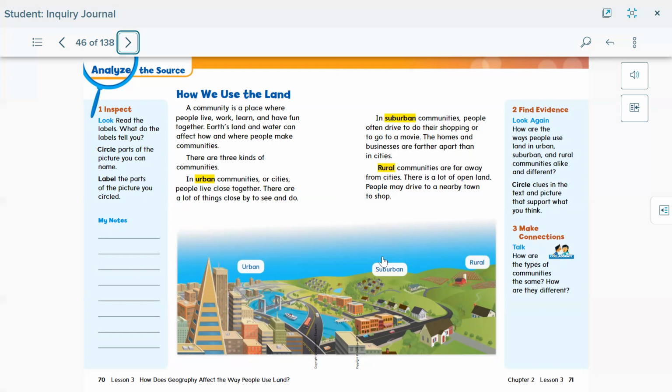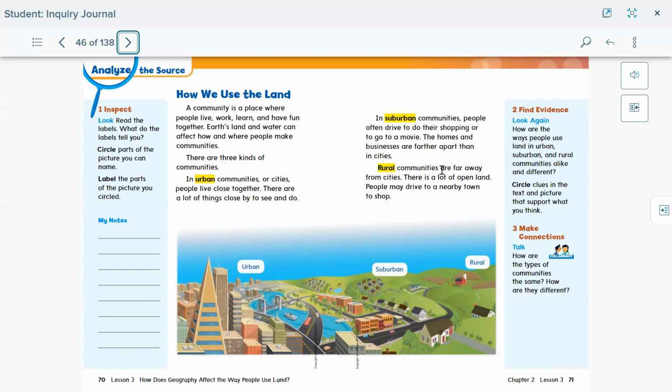In suburban communities, people often drive to do their shopping or to go to a movie. So things are spread out. It's not too close. It's not packed. It's not busy. So people will drive a little longer distance than in the city, or the urban, to go to a store or to a special movie theater or something. Homes and businesses are farther apart than in the city, as we see on this part.